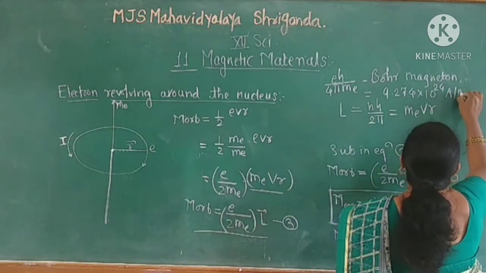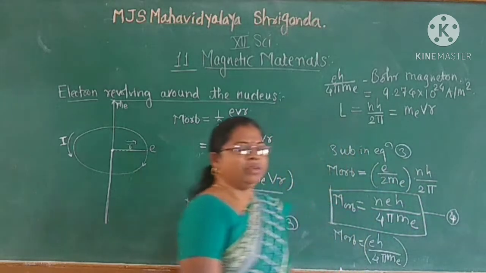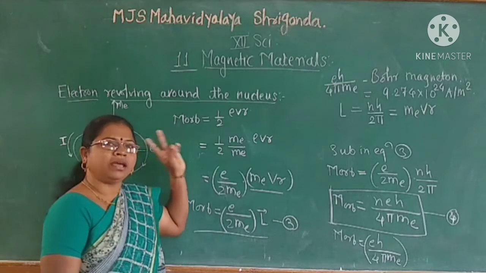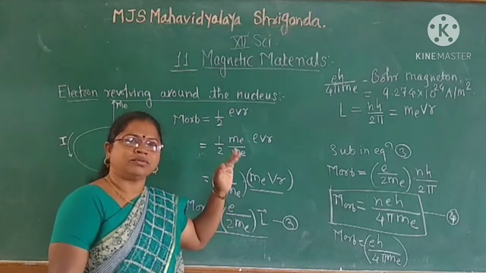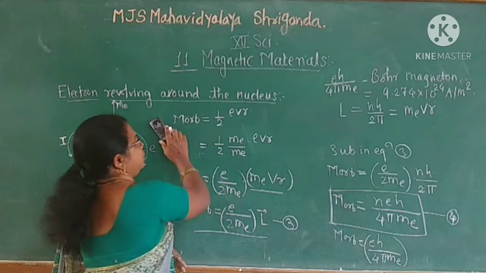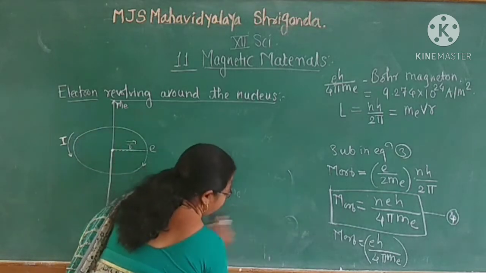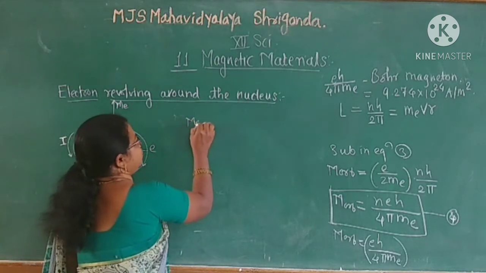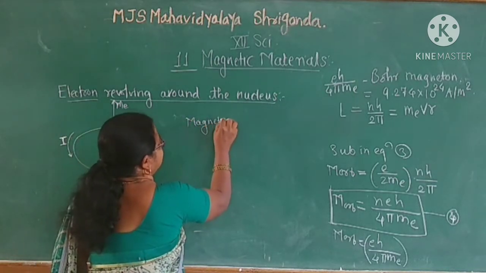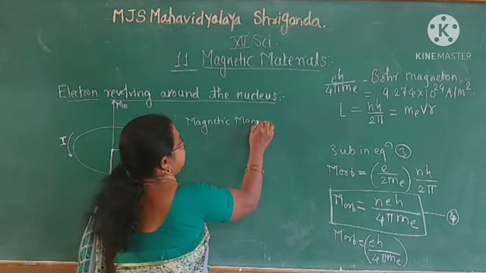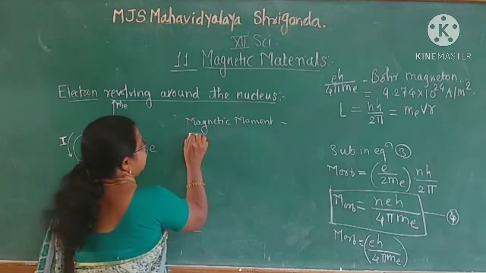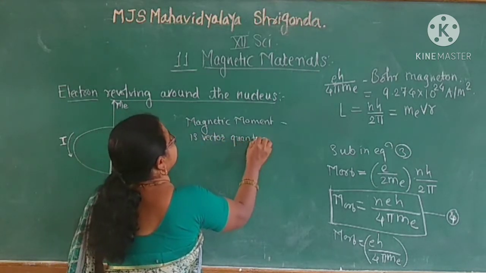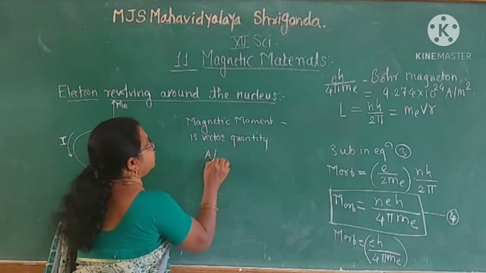We know that magnetic moment is also a vector quantity, whose unit is nothing but ampere per meter. Magnetic moment is a vector quantity, whose unit is ampere per meter square.